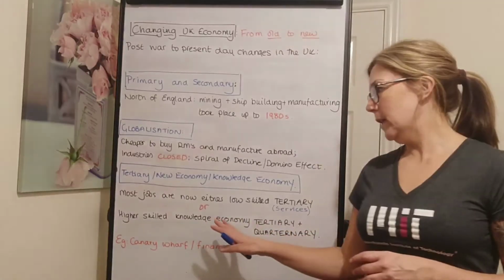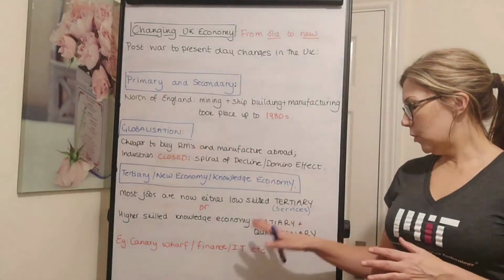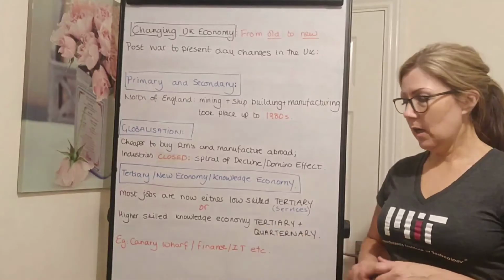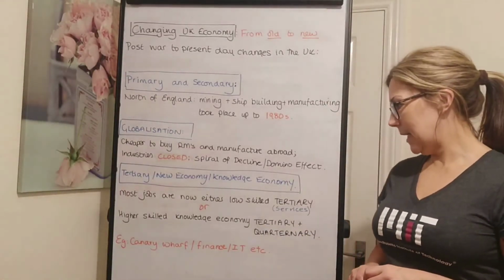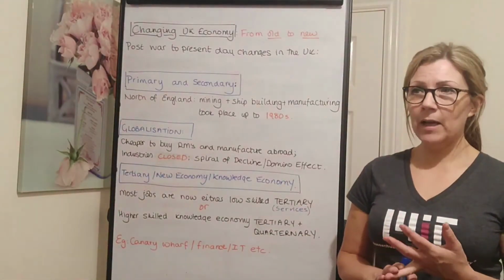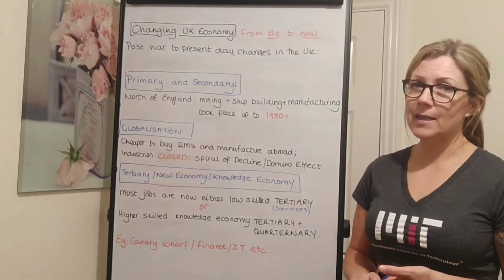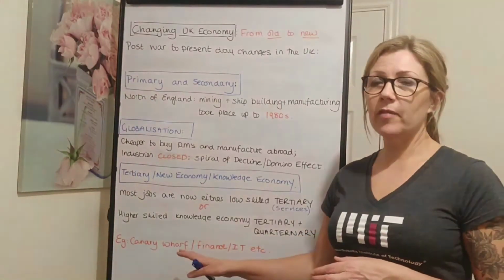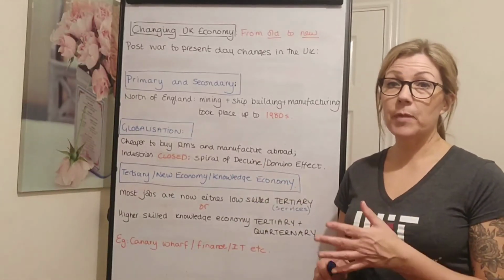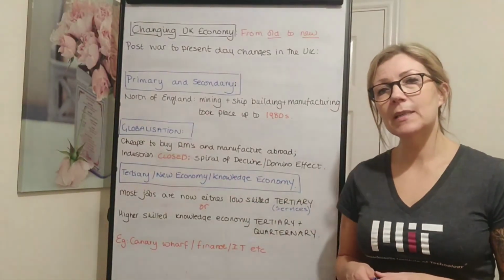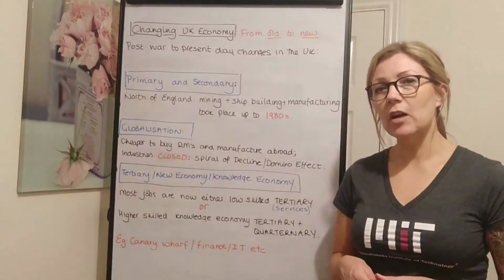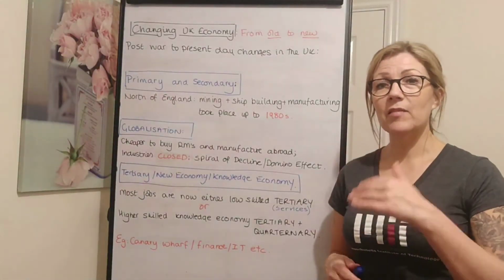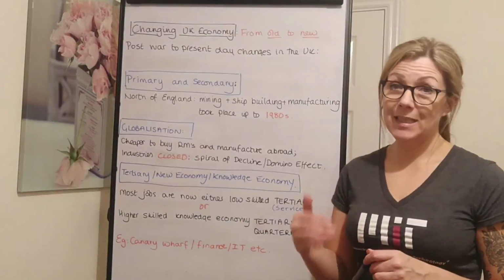Now the knowledge economy is often linked to the quaternary sector, and that means things like business, finance, IT, things that are much higher skilled. So we have London and Canary Wharf as an example within this unit, and many jobs there are within what we call the knowledge economy because they are in the banks, in IT companies, in financial institutions, and that requires a much higher level of skill and education in order to take those jobs.